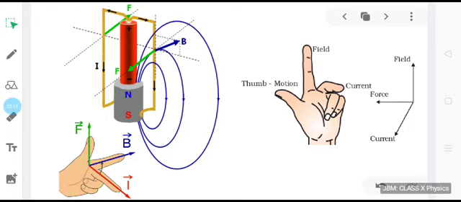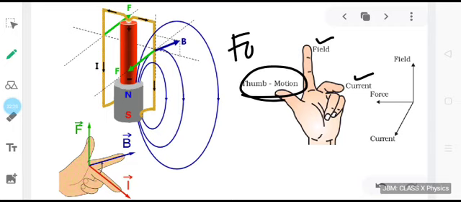So you can see that the forefinger is showing the direction of field, the central finger is showing the direction of current, and accordingly the thumb is giving the direction of force or motion. Obviously the direction in which force will be acting, in that direction motion is going to take place. So forefinger gives the direction of field, central finger gives the direction of current, then thumb gives the direction of force or motion.